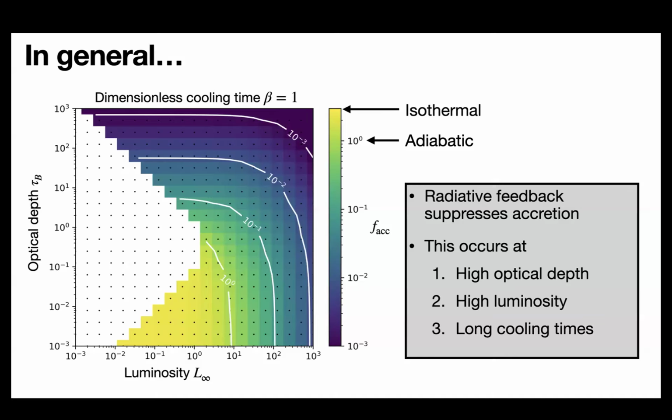We see through much of this parameter space of optical depth and luminosity, F accretion tends to be lower than 1 and can be very significantly low. In particular, we see that it is suppressed as we go to high optical depth in this plot, or high luminosity, and then also long cooling times. So this is the fundamental result of our first paper: this general scaling of accretion feedback, or radiative feedback, with different radiative parameters.